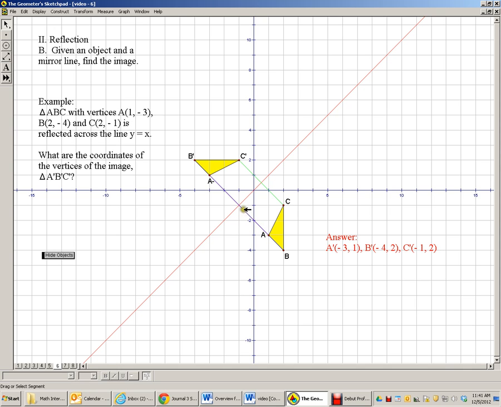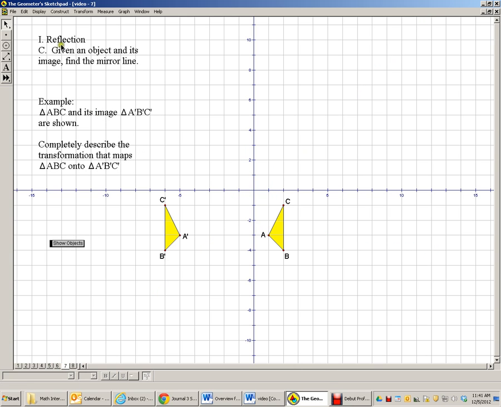Well, it's 1, 2 diagonals away from the mirror, and hence A prime would have to be 1, 2 away on the other side. C is 1.5, 1.5 for C prime. B is a distance of 1, 2, 3 from the mirror, 1, 2, 3 diagonals. So there we go. I've drawn my A prime, B prime, C prime, and right over here are its vertices.